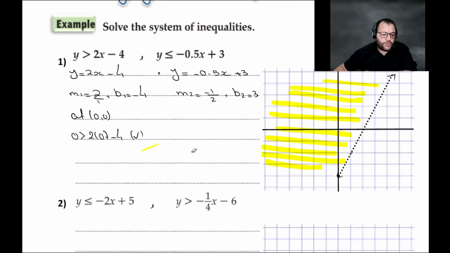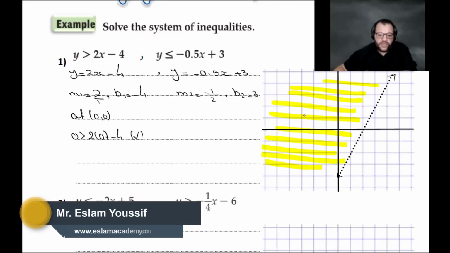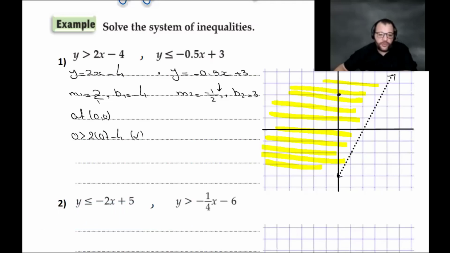Now with the second one, how we can graph? The same way. We'll start from 3. That's a 3. What is the meaning of the slope is negative 1 over 2? It means going down 1 and going to the right 2. The line now will be solid. So we'll graph the line. That is the solid line.